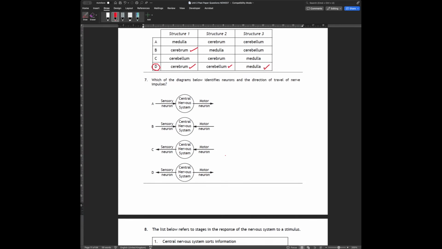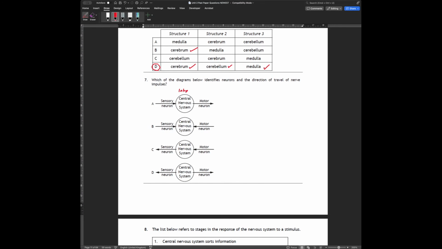Next question, which of the diagrams below identifies neurons and the direction of travel of nerve impulses? So I told you earlier on, one of the key things you need to remember is SIM. So that means that we start off at the sensory neuron, then the impulse travels towards the interneuron, which is in the CNS, which then travels the impulse onto the motor neuron. And the motor neuron then sends the impulse onto the effector. So SIM.